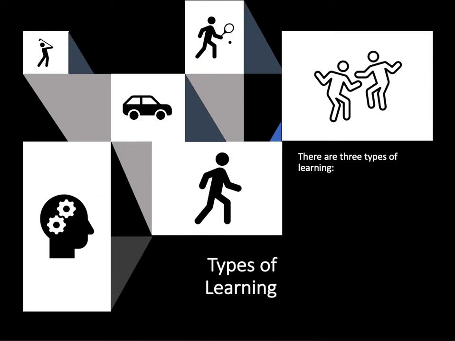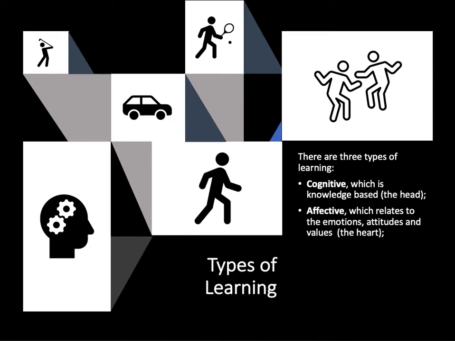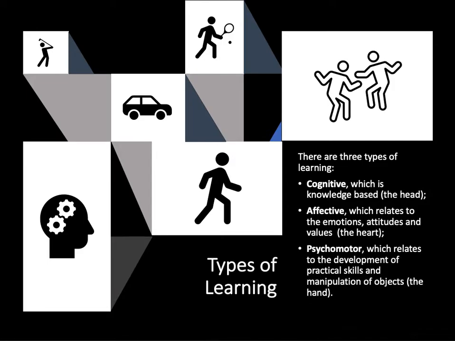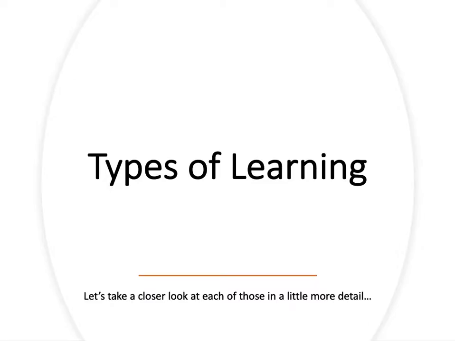There are three types of learning. Cognitive, which is knowledge-based; affective, which relates to the emotions, attitudes, and values; and psychomotor, which relates to the development of practical skills and manipulation of objects. Let's take a closer look at each of those in a little more detail.